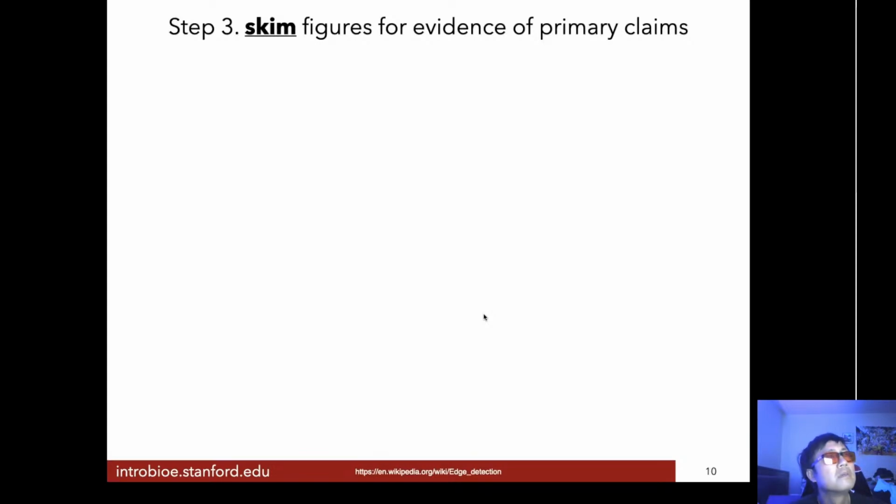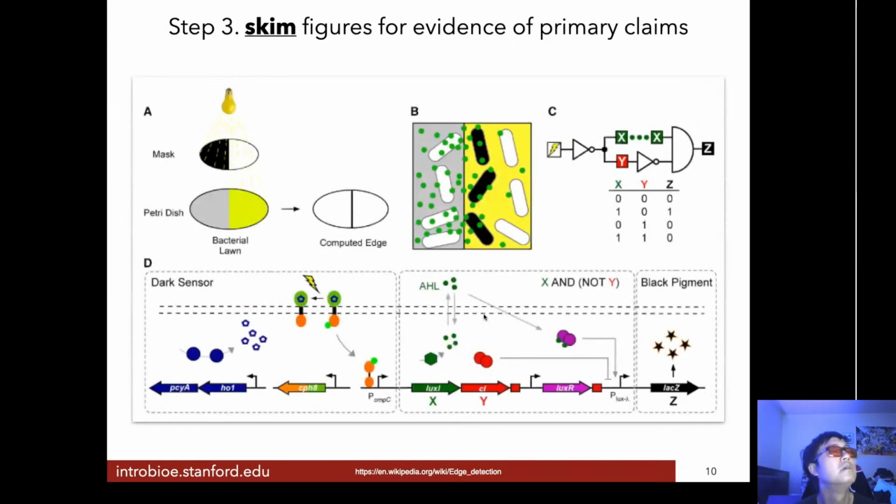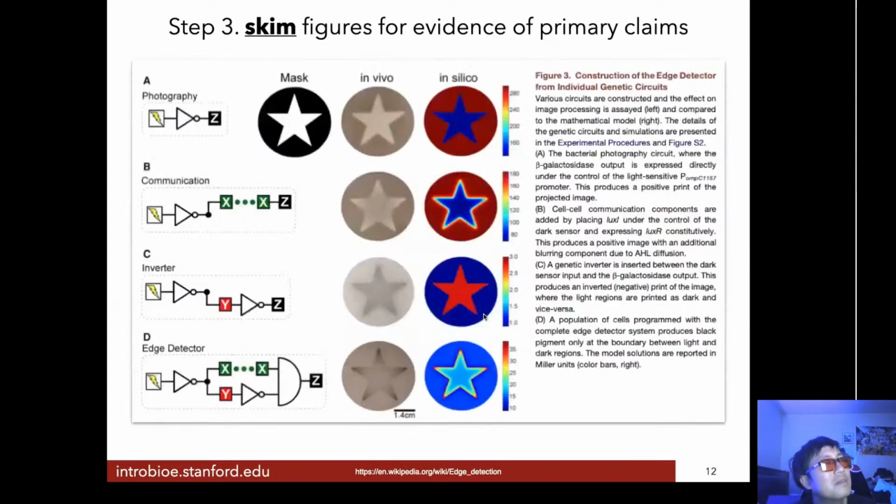And we're looking for evidence of the primary claim. Now, remember, in this paper, the primary claim is they had made a genetic edge detector. So we're looking for something that is evidence of an edge detector. Here's the first picture I could find in this paper. There's a lot on this figure. There's no evidence here. This is just all schematics. Next figure. I don't know. I'm not going to spend more time on this figure. Next figure, figure 3.